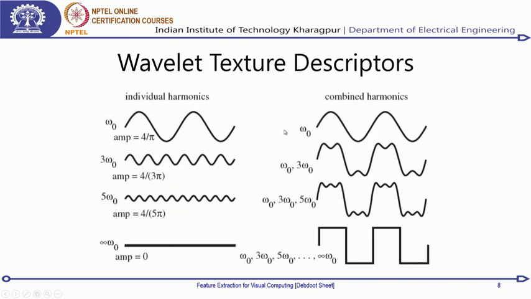From there we get into what is classically called wavelet based texture descriptors. Now, the theory is not so complicated. On the left hand side what you see over here is basically some sinusoids, and each of them is a harmonic multiple of the previous one, or the fundamental plus the harmonics over there.